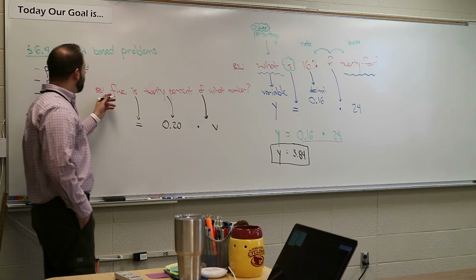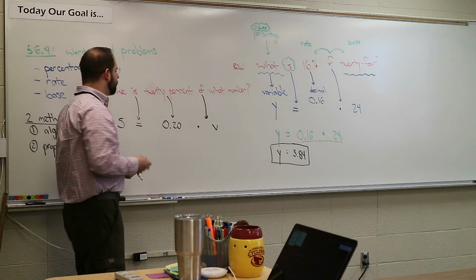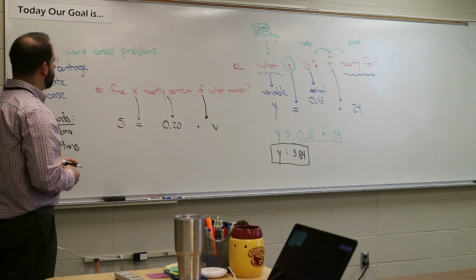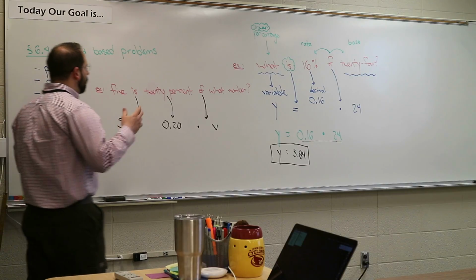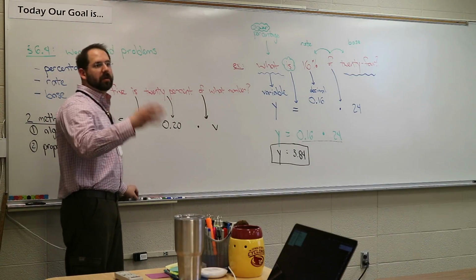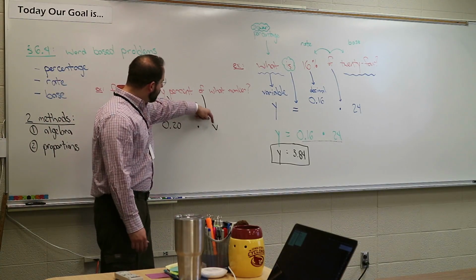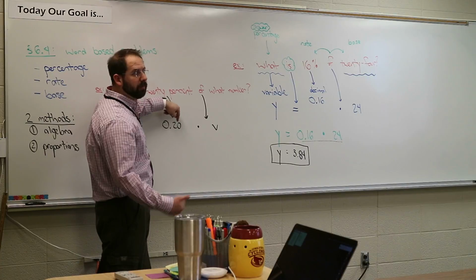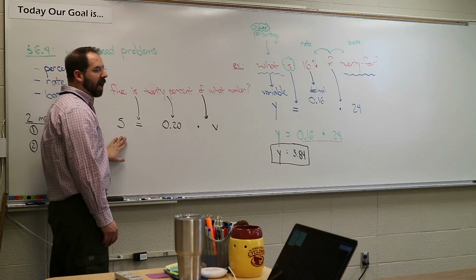All right. Now the other thing is what I have here. 5. Well, that's number 5. Sam, you were asking earlier, can I just put numbers instead? Yes, you can put numbers. So 5 is 20% of what number? This problem is not solved by simply multiplying. Look at your problem. You have V times 0.20 equals 5.